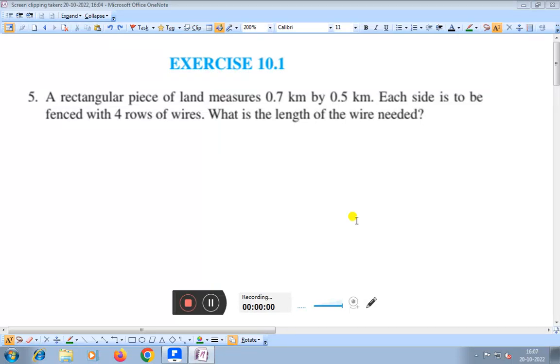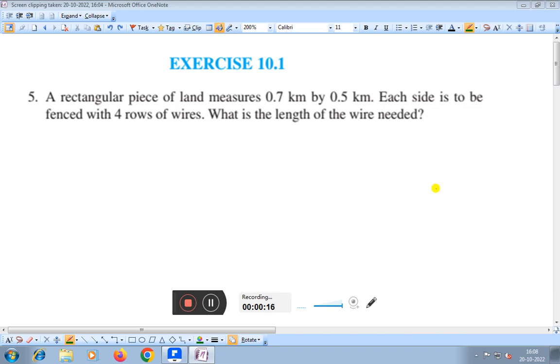Hello everyone. Today we shall discuss exercise 10.1 question number 5. A rectangular piece of land measures 0.7 km by 0.5 km. Each side is to be fenced with 4 rows of wires. What is the length of the wire needed?